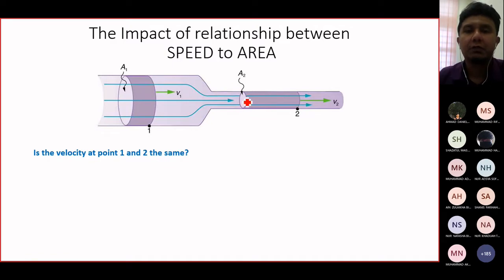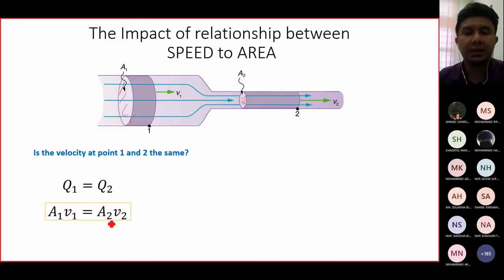Point A, okay. A1, A2. A is smaller here, A is bigger here. Is velocity at point 1 and point 2 the same? Just refer to the formula, we get it like this, okay.